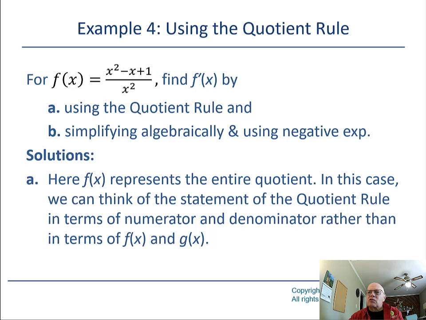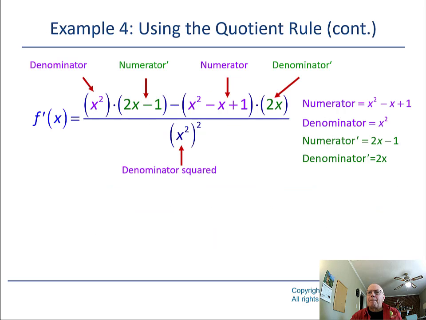So here f of x represents the entire quotient. If I were going to do this myself, I might temporarily call this h of x. That's entirely up to you. As long as you remember low-DeHigh minus high-DeLow over the square of what's below. If you've got these four functions and derivatives ready to go, you can plug them in.